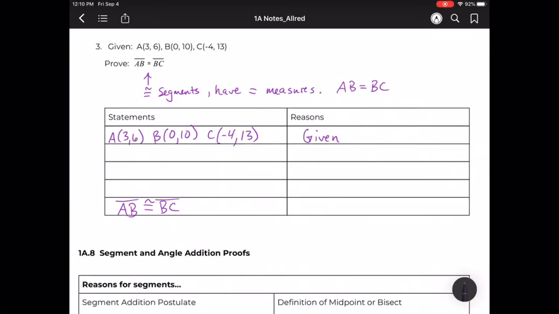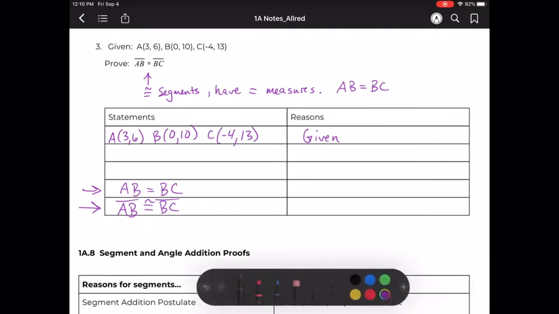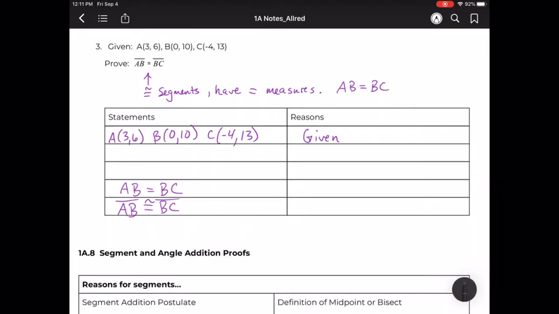Right before AB congruent to BC like that, I need to say that length AB equals length BC. And again, I don't know the reasons yet. We'll fill that in. But I know I have to say this one before I can say this one. And I'll explain how we work this out as we go. So if I'm talking about the lengths of AB and BC, that means I need to use the distance formula.